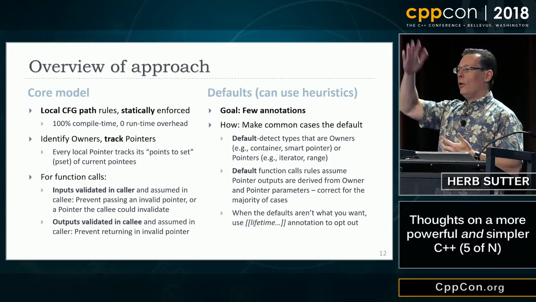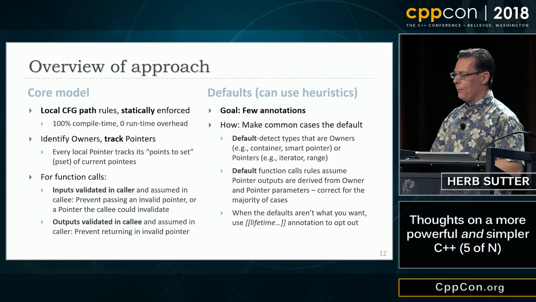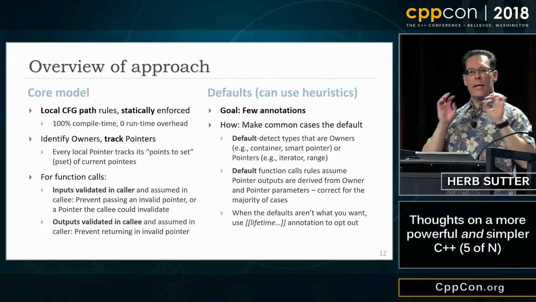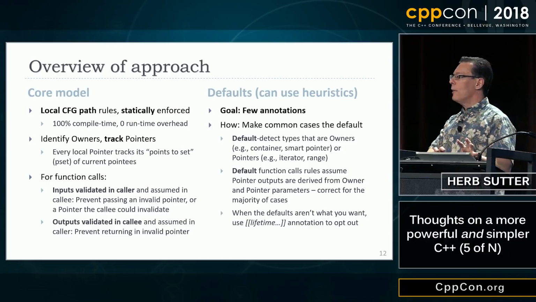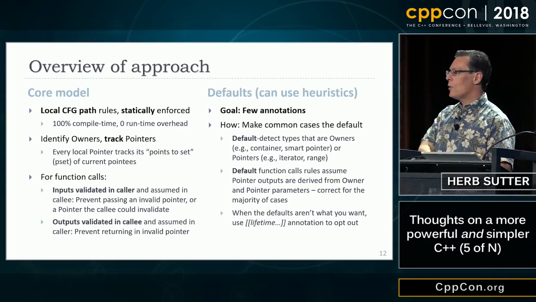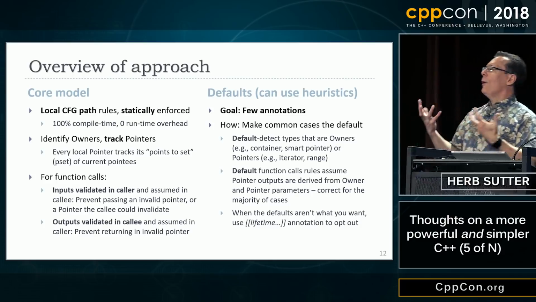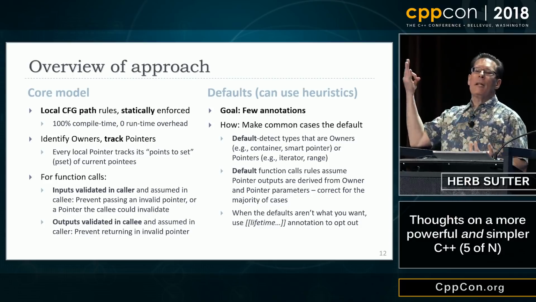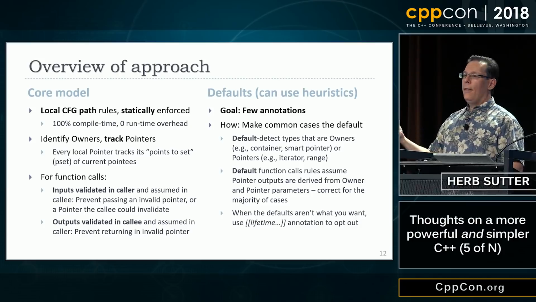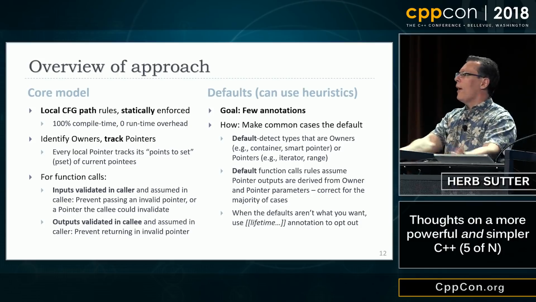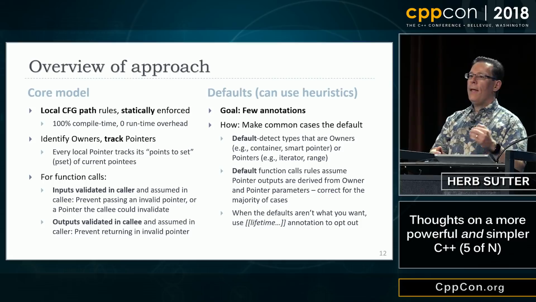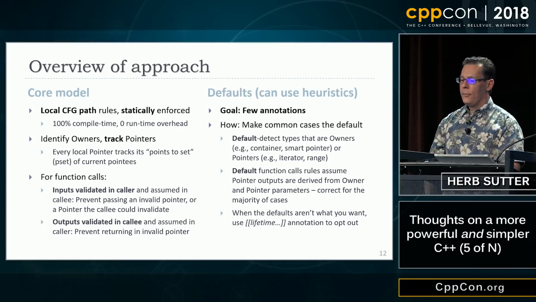The idea is we're going to look at local flow control paths. We're going to enforce it statically. So again, this is totally compile time. This is not a sanitizer. It has zero runtime overhead, zero impact on your binary image. The idea is, look, there's basically three kinds of types in the world. There's just plain old types that sit there, values. Then like a point, int x, y.